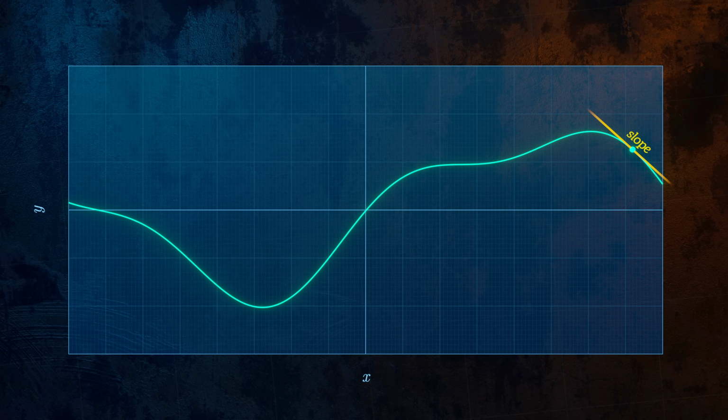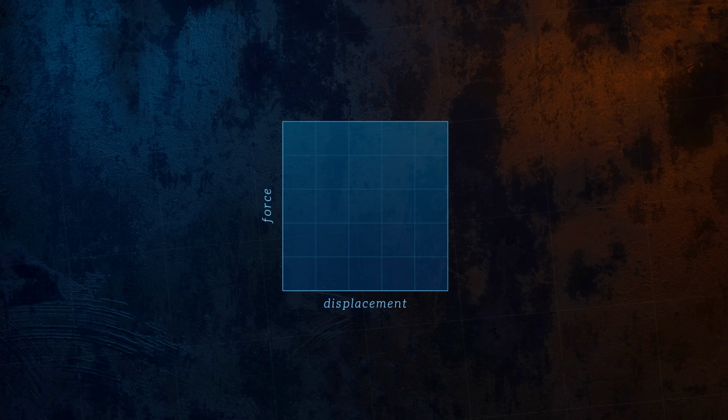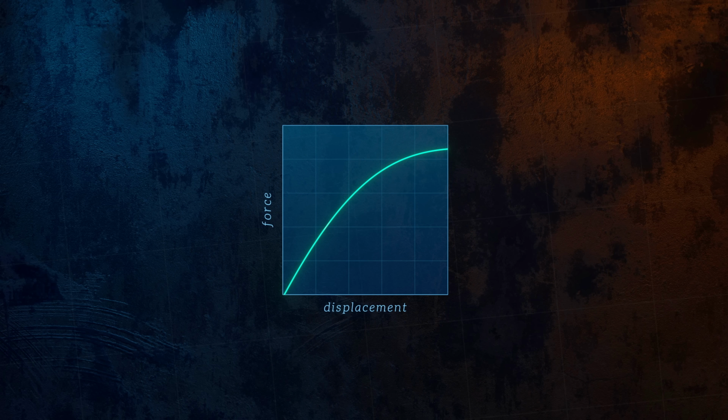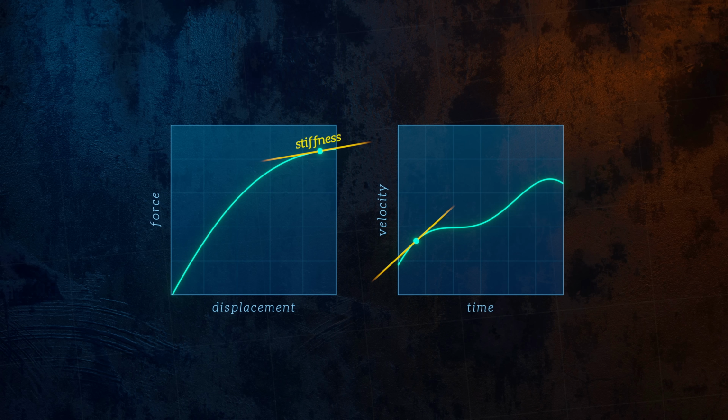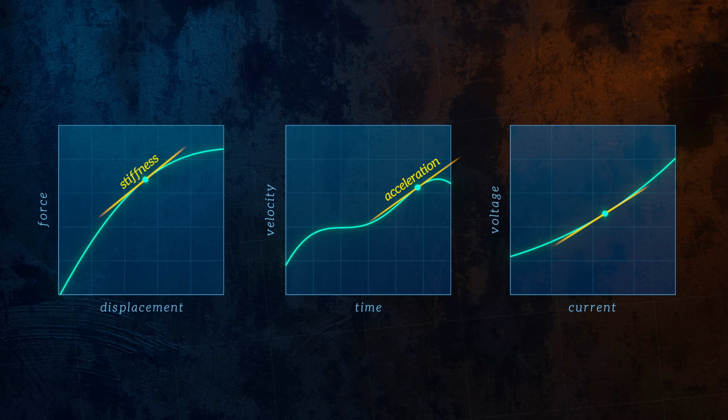The slope often has a real physical meaning. If the graph shows displacement on the horizontal axis and force on the vertical axis, the slope represents the stiffness of the object, like the stiffness of a spring, for example. If the graph shows velocity versus time, the slope is acceleration, and if it shows voltage versus current, the slope is electrical resistance.